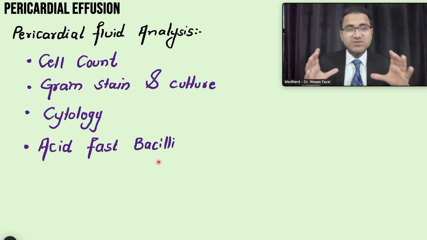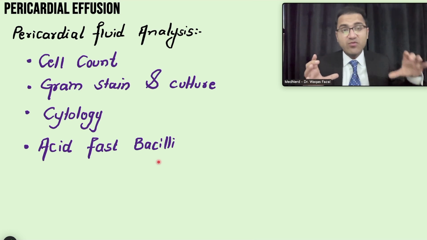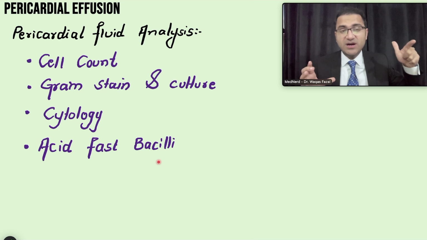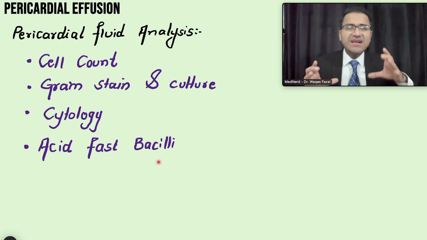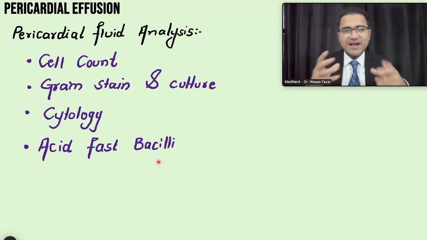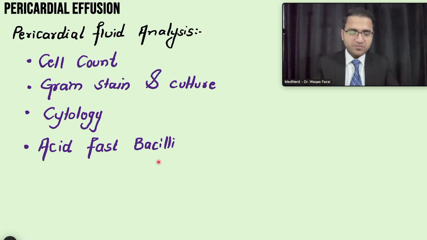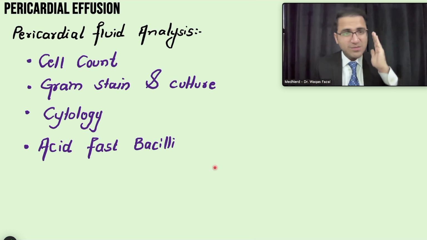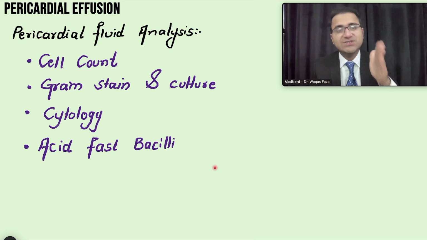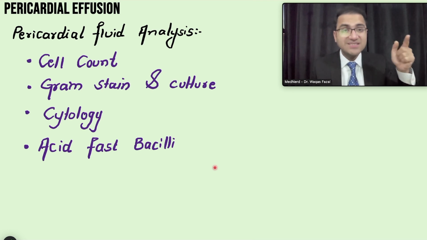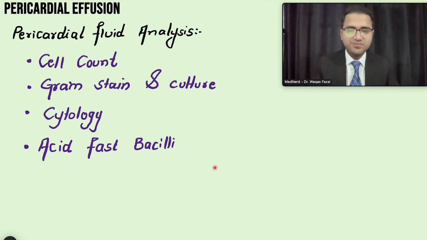It does not have any specific criteria, but you can take help from the Light's criteria that we use in pleural fluid analysis, and you can apply Light's criteria in this scenario as well to find out the cause of pericardial fluid infection or any other cause of pericardial fluid accumulation. But remember, echocardiography is the mainstay and gold standard investigation for pericardial effusion, and ECG for pericarditis.